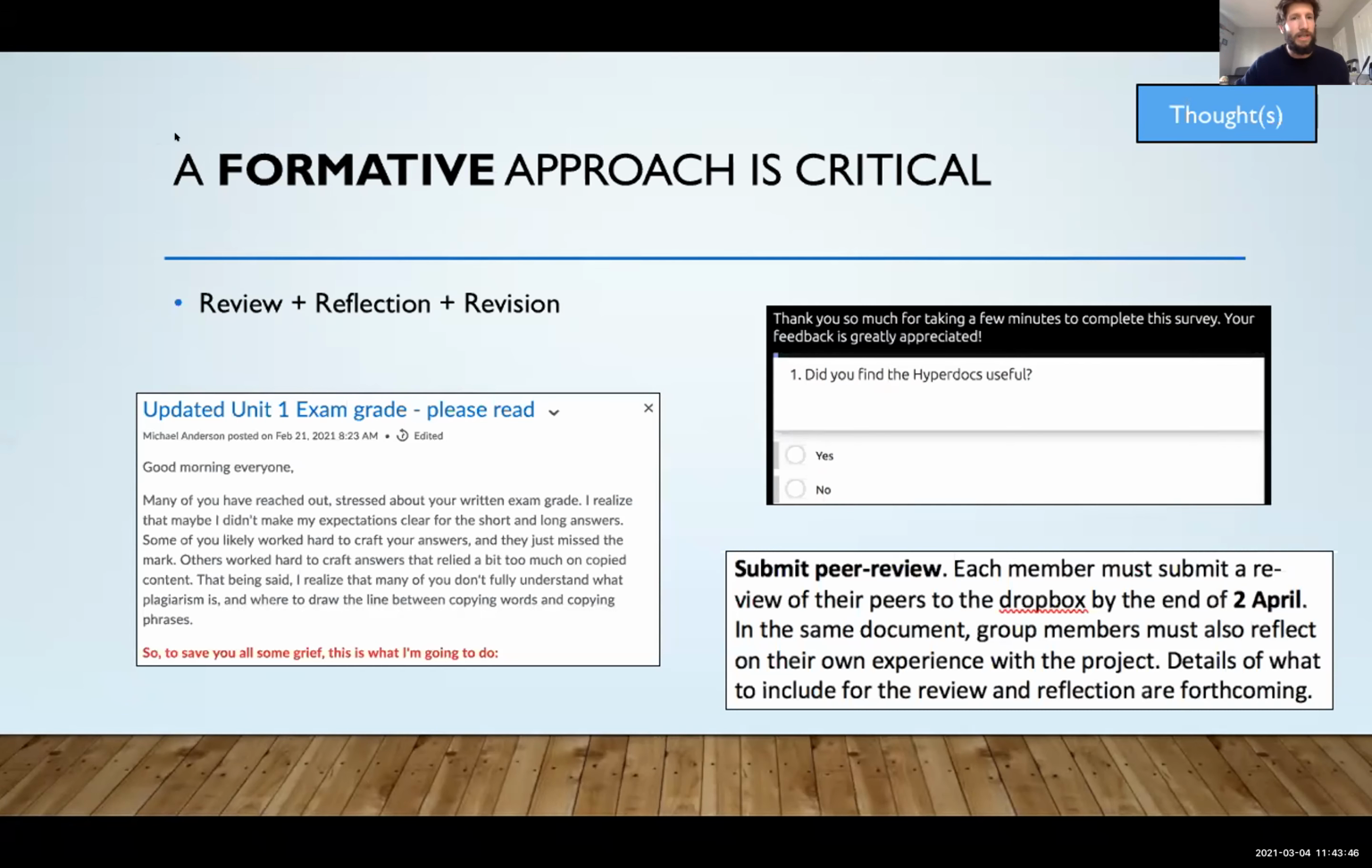So I have 3 R's here: review, reflection, and revision. Take some time to review the materials yourself. Have the students reflect on the materials and their experiences with them, and then provide feedback and let go of your ego. If something doesn't work and you love it, well, the students don't love it, it's not good for them. Change it, modify it as needed.